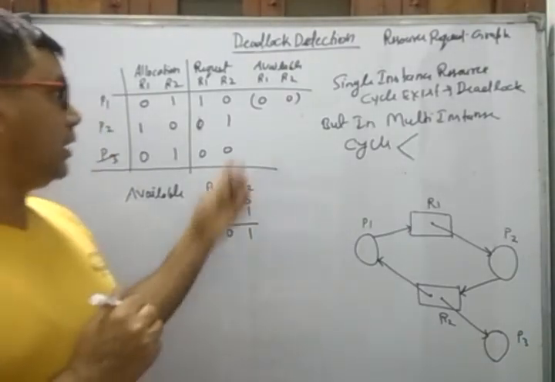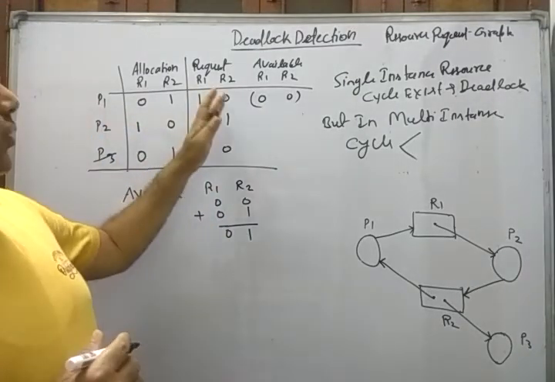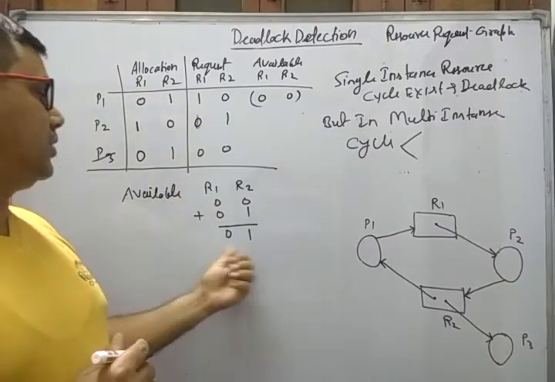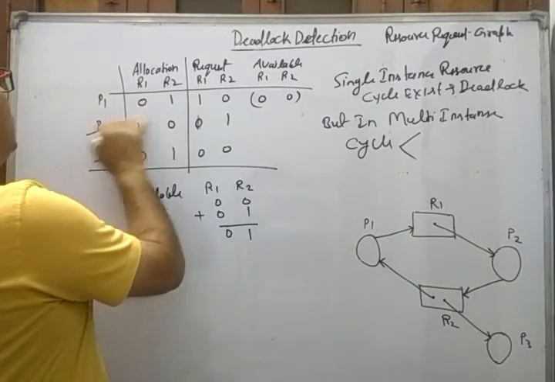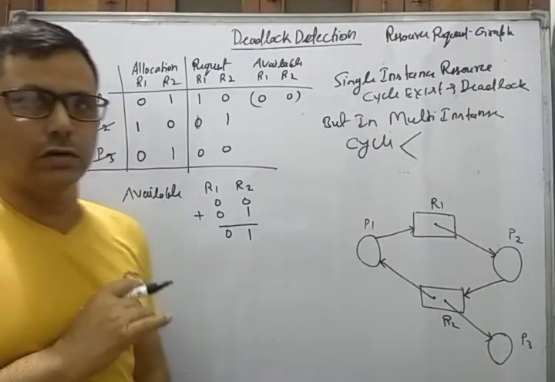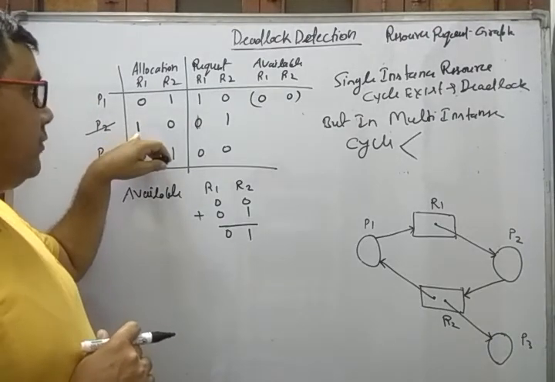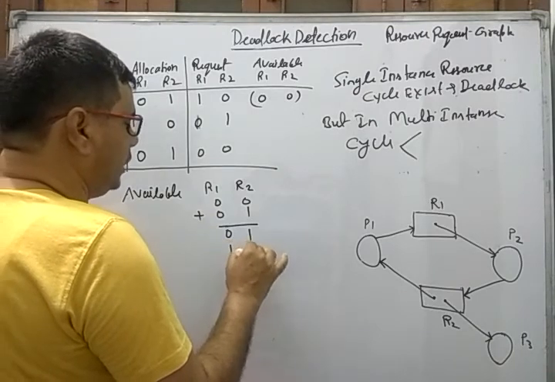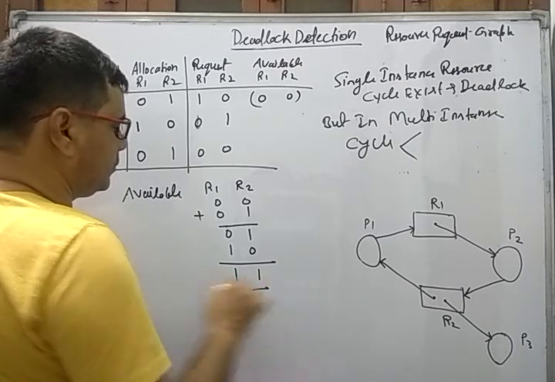Now we will compare it among the rest of the process requests to see which request is fulfilled by this availability. 0, 1 is the request of process P2. Now process P2 will execute and terminate, and resource R1 will be released. Now R1 is 1 and R2 is 0 plus 1. The latest availability is 1, 1.